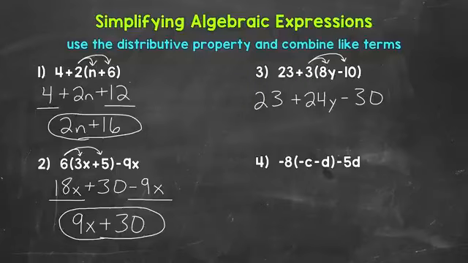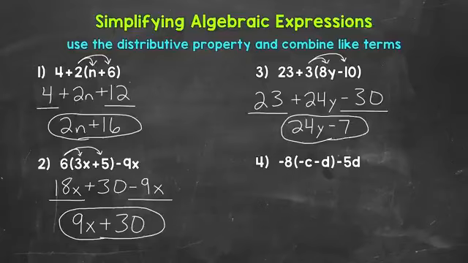Now that we removed the parentheses, we can look to combine like terms. We have two constant terms, 23 and negative 30. So we can combine those like terms. So we have 24y, and then 23 minus 30, or 23 combined with negative 30, gives us negative 7, so minus 7. Our final simplified expression, 24y minus 7.